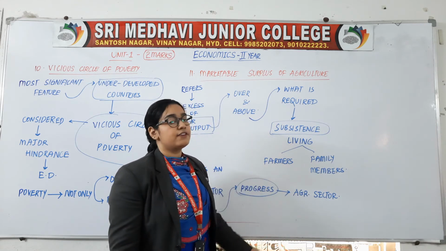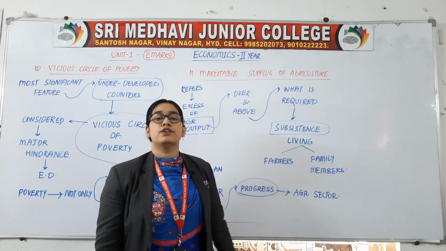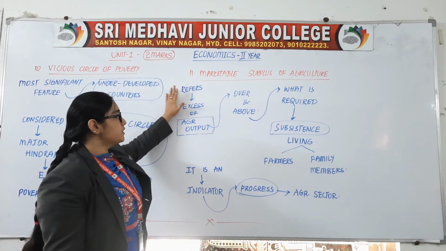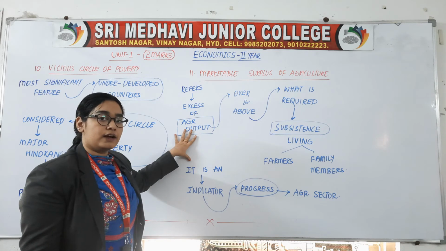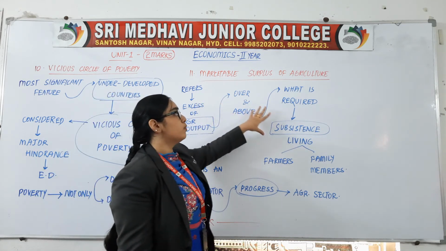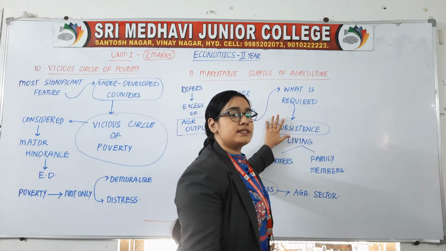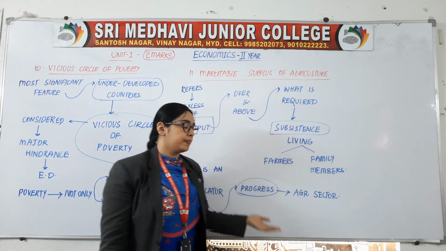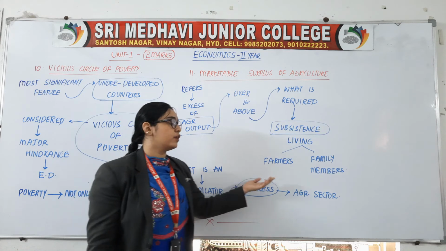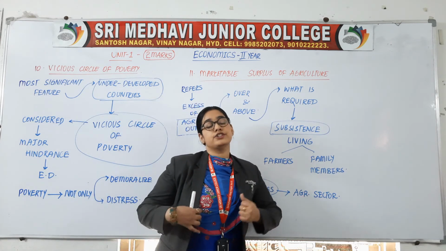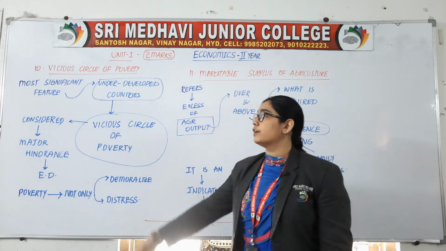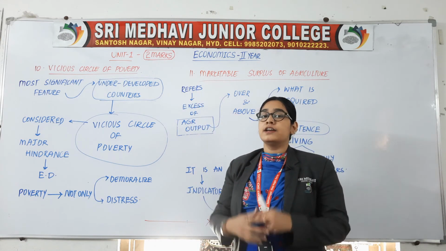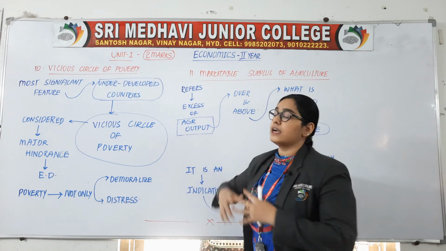So, the 11th definition is marketable surplus of agriculture. Let us recall it. It refers to excess of agricultural output over and above what is required for the subsistence living of both the farmers and the family members. It is an indicator of progress in the agriculture sector. So, from unit number 1, 2 marks, how many answers have we done? We have done a total of 11 answers.